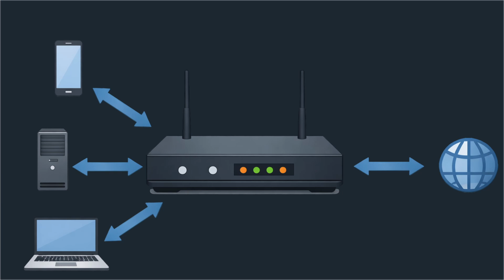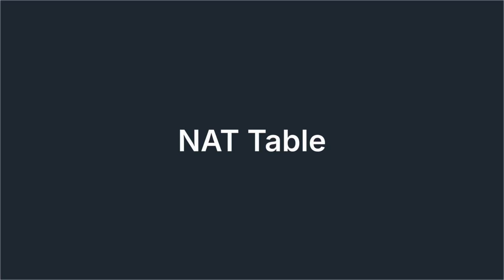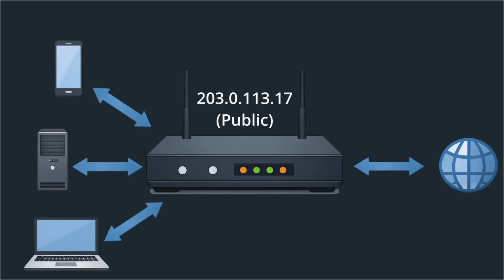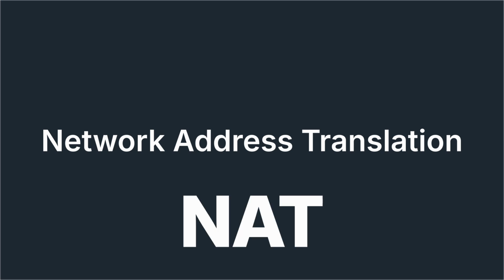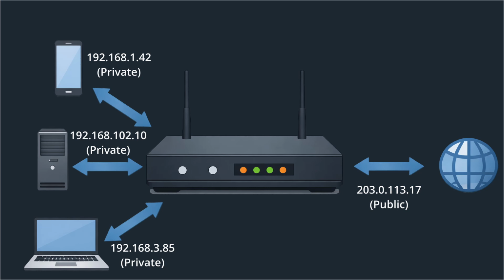the internet. To understand that, we first need to look at what your router is actually doing behind the scenes, starting with the NAT table. Most home networks have dozens of devices, but your ISP usually only gives you one public IP address. Network Address Translation, or NAT, is the mechanism your router uses to let all those devices share one address.